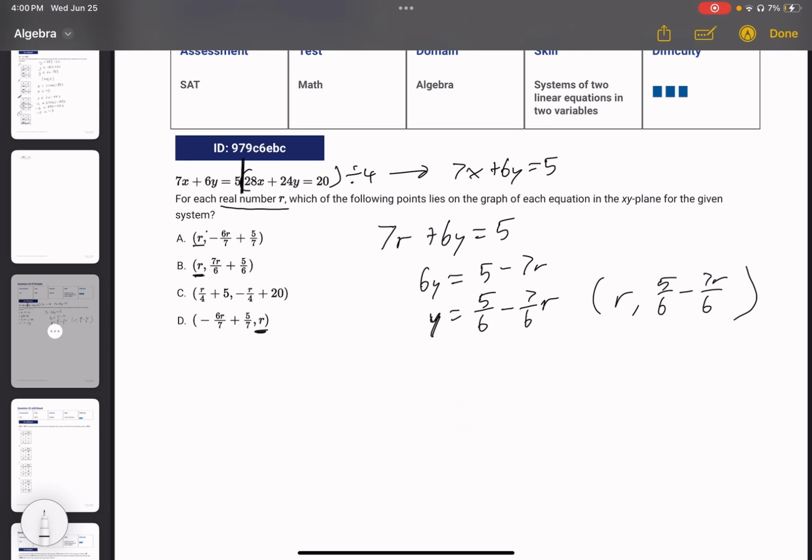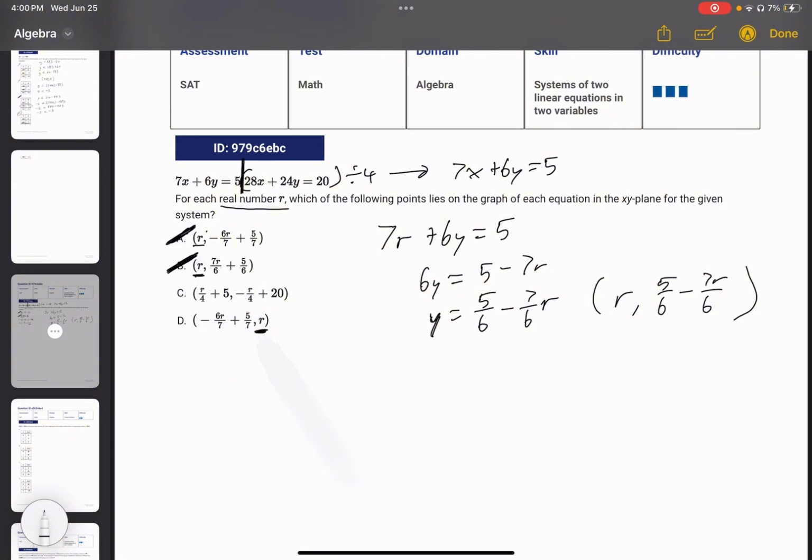Do we see that for any of these? R comma negative 6 over 7r, which is not what we have, plus 5 over 7, no. And then we have a 5 over 6, a 5 over 6, which is right, but then we have a positive 7r over 6, which is wrong. So both of these are wrong.